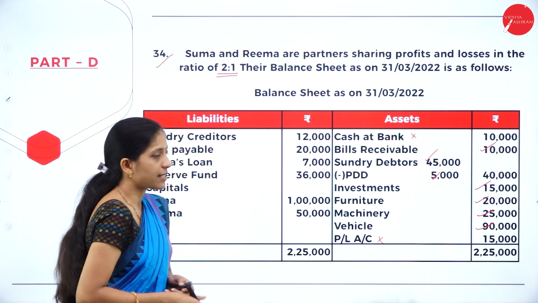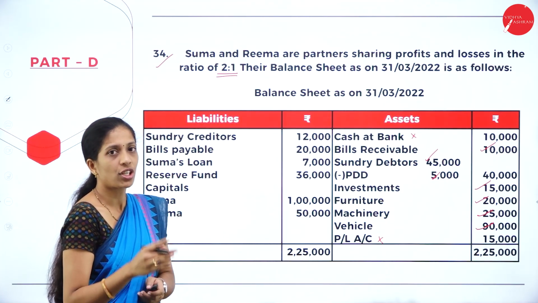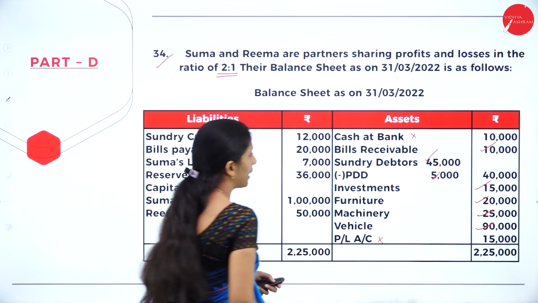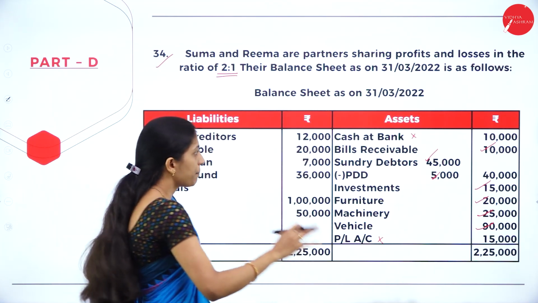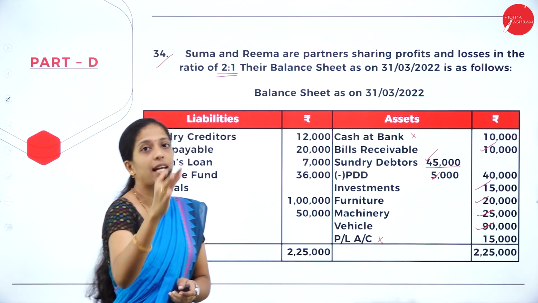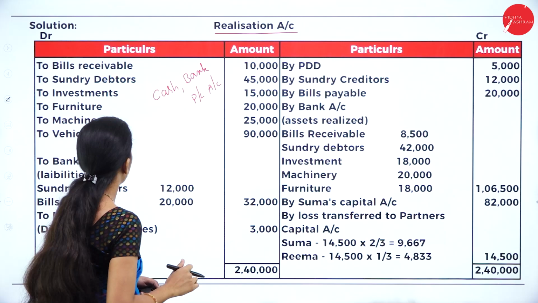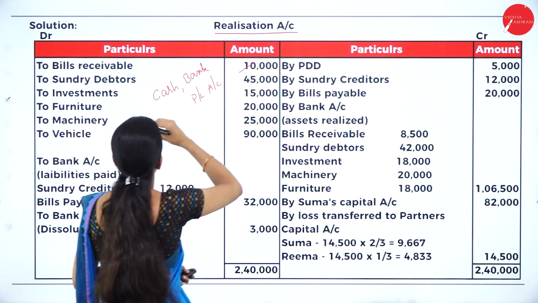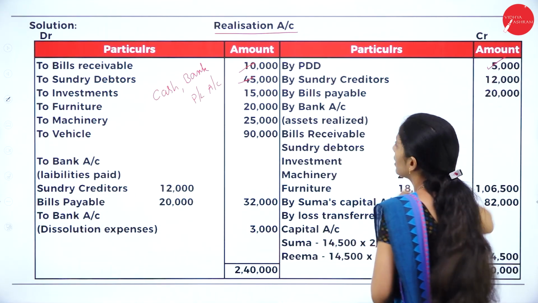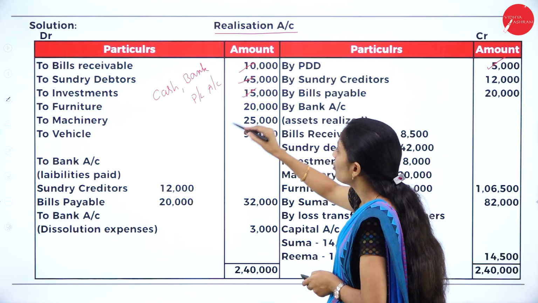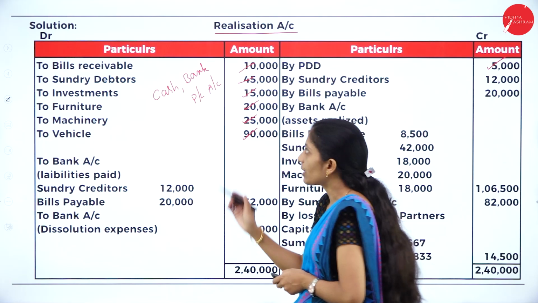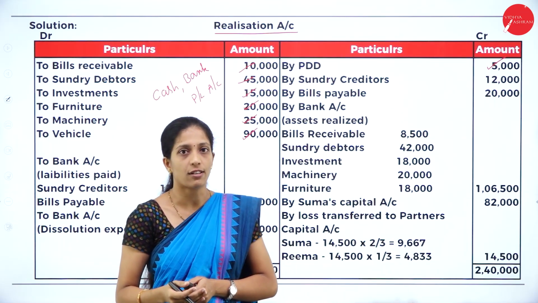So, bring all the assets together except cash, bank, profit and loss account. So, we are not going to take cash at bank and profit and loss account. Remaining everything we will take, but be careful while taking the debtors. Debtors 45,000 will take, 5,000 will take in the credit side. So, let us see how we have recorded. We have recorded bills receivable, sundry debtors 45,000. Immediately PDD we have taken in the credit side. Investment 15, furniture 20,000, machinery 25, vehicle 90. We have not taken cash as well as profit and loss account.